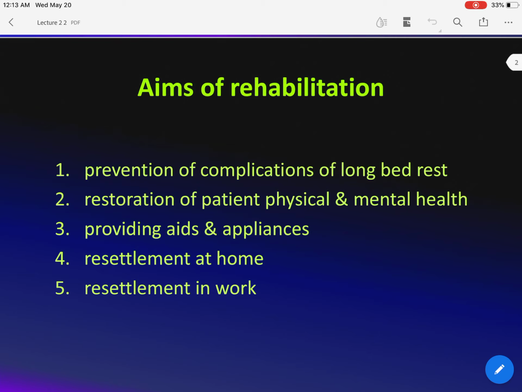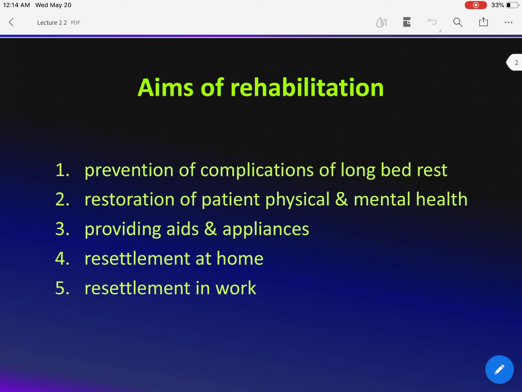Second aim is restoration of patient physical and mental health. Long bedridden, long getting out of social circumstances leads to loss of patient physical fitness, locomotor system fitness, and mental health. So the second important aim is restoration of these most important things. Third, providing aids and appliances.